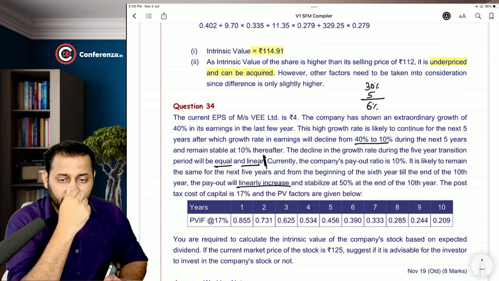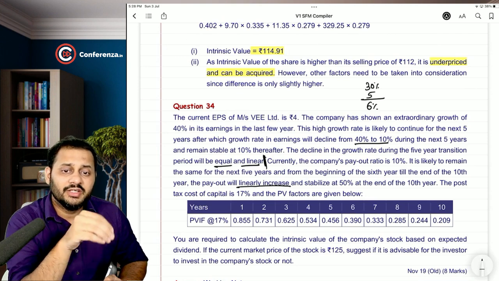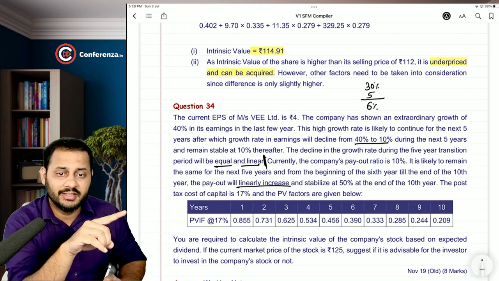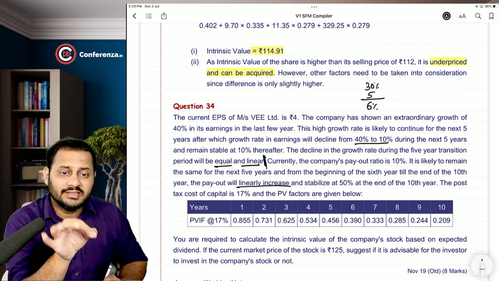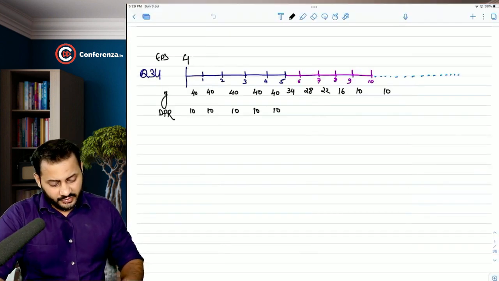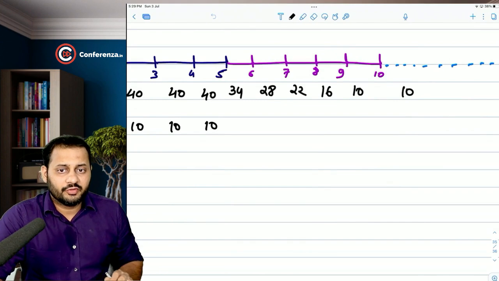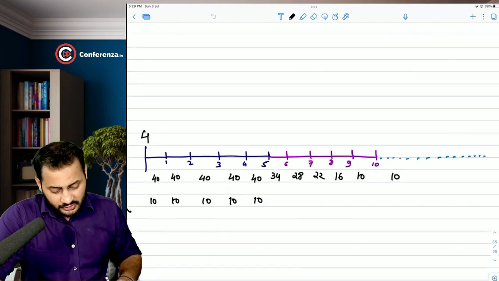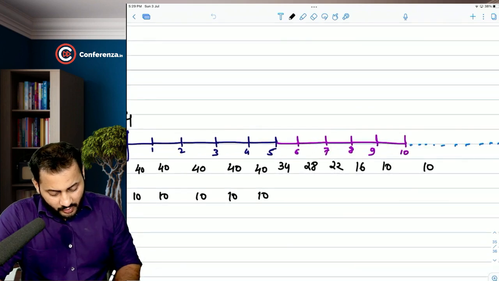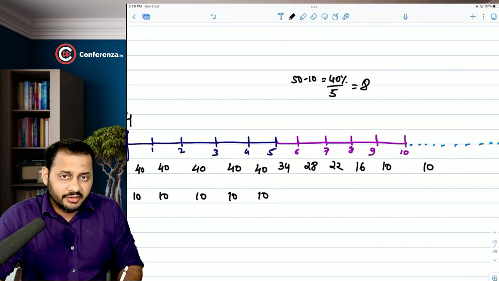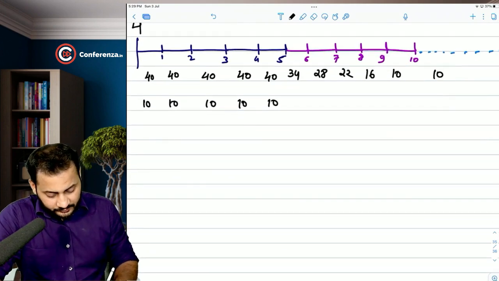Okay. So the dividend payout ratio will increase, and that too linearly, not just in one shot, but linearly, and stabilize at 50% at the end of 10th year. So understand, we have to increase the payout ratio from 10% to 50% by the end of the 10th year. So 50 minus 10, that means we have to increase it by 40% in 5 years. That means every year it should increase by 8%.